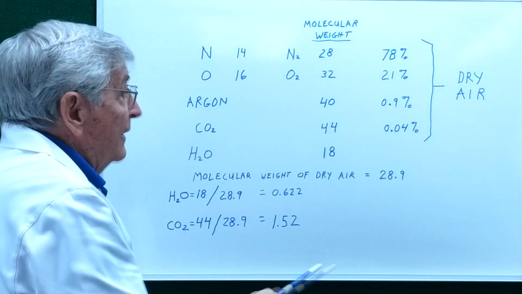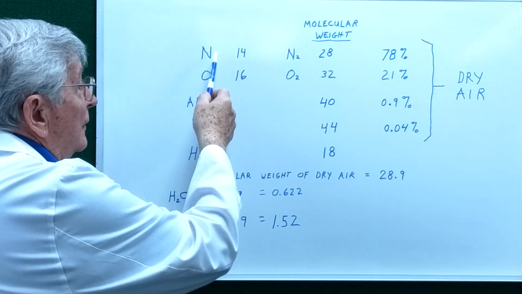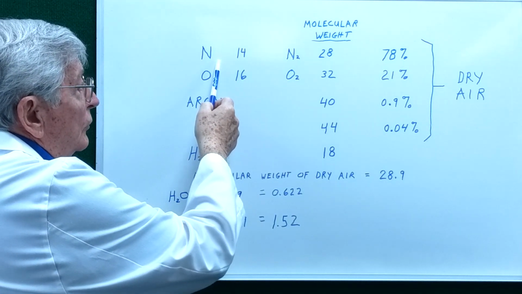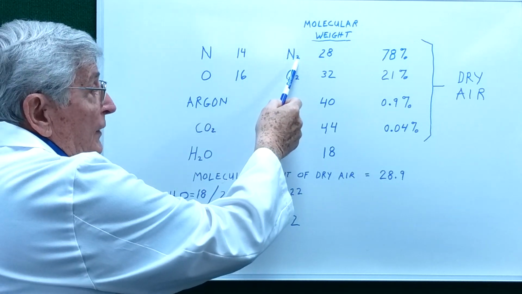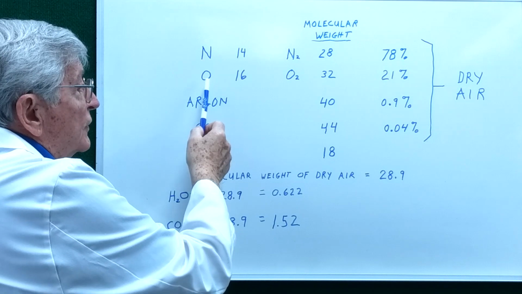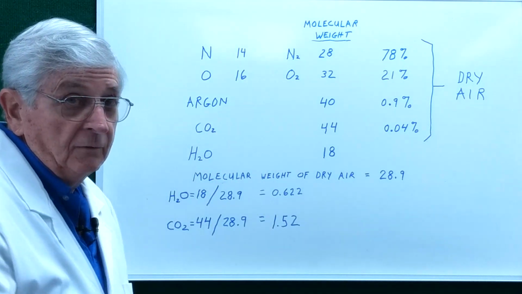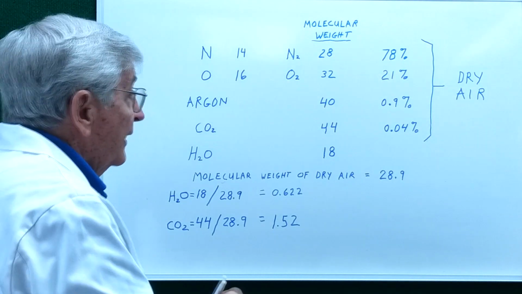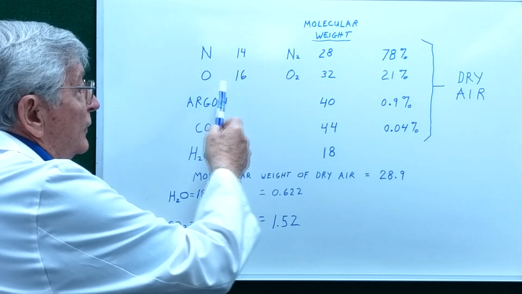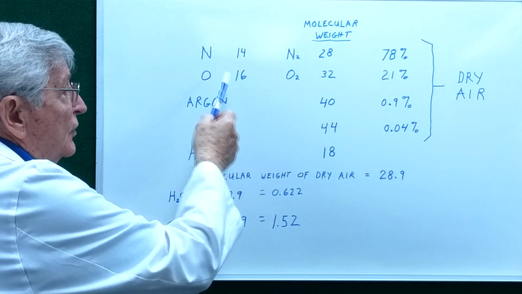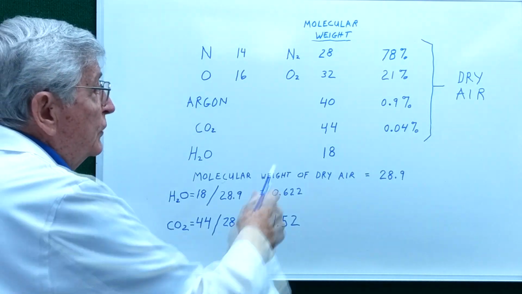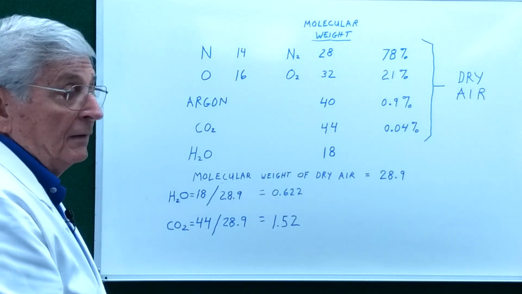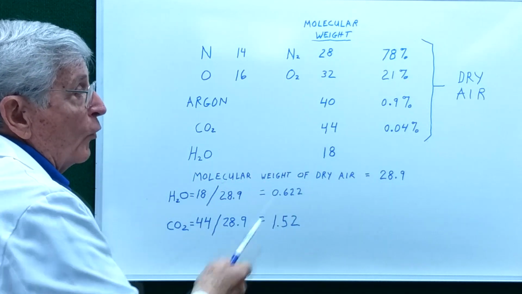Now, nitrogen is a diatomic gas, which means that two atoms of nitrogen stick together. So the molecular weight of nitrogen is 14, so N2 is 28. It's the same way for oxygen. Two oxygen atoms like to stick together. So the molecular weight of one oxygen atom is 16, but O2 is 32. Argon has a molecular weight of 40, and CO2 comes out at 44.